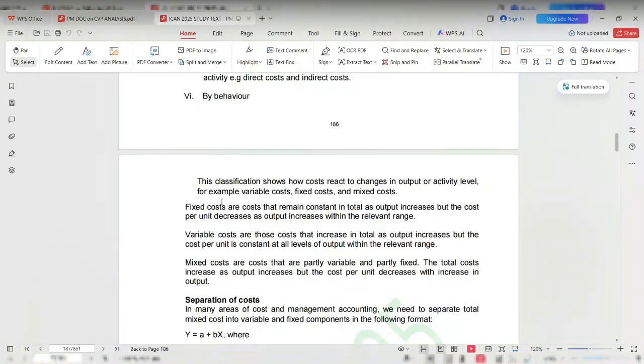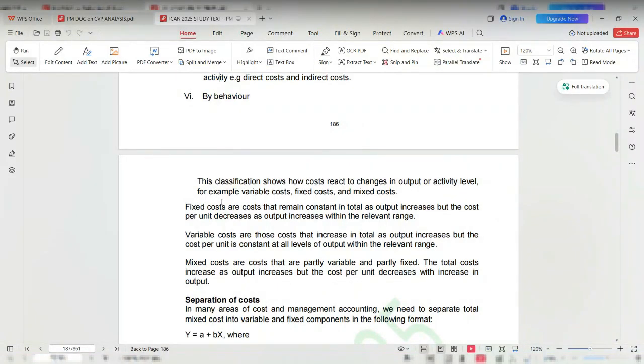Variable cost. For example, when you want to produce 5 dozen, you will need a certain level of material to produce that 5 dozen. Immediately you increase that 5 dozen to 10 dozen, the quantity of material you use to produce 5 dozen will not be enough to produce 10 dozen again. You need to increase that particular cost.